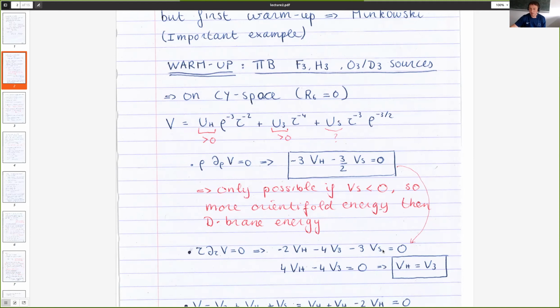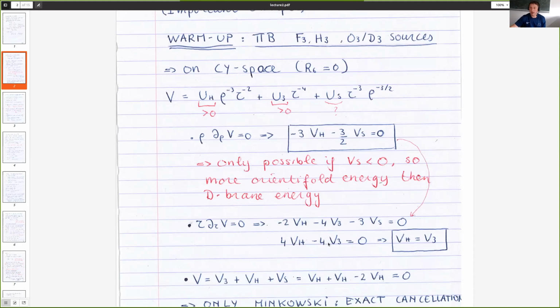And I do it by eliminating Vs from this equation. So here I have Vs, I can write it in terms of VH. I fill it in, and I get that 4 times the energy density in the H flux has to equal 4 times the energy density in the Ramond-Ramond flux. So the energy density in the NS flux equals the energy density in the Ramond-Ramond flux. And now I can ask myself the question, okay, do I have enough information to know what would be the sign of the cosmological constant after this compactification? And I do.